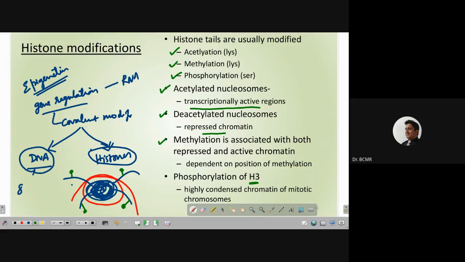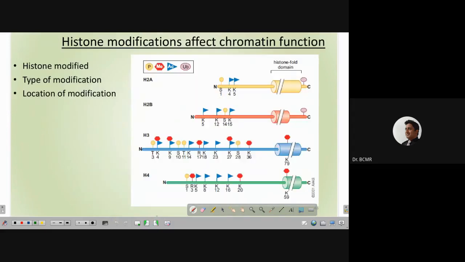Okay. And phosphorylation of H3 will make it highly condensed chromatin. When you say highly condensed chromatin, that means there is no gene expression, and especially in metaphase of mitosis or meiosis, that is where you want all the chromosomes to form structures that are highly compact for easy segregation. Then you need condensation to happen. That happens because of phosphorylation of H3. H3 histone. So here are some of the histone tails and what may happen in each of them.